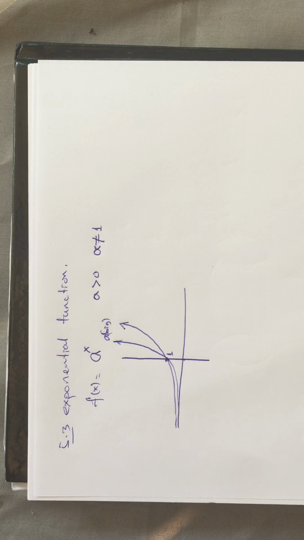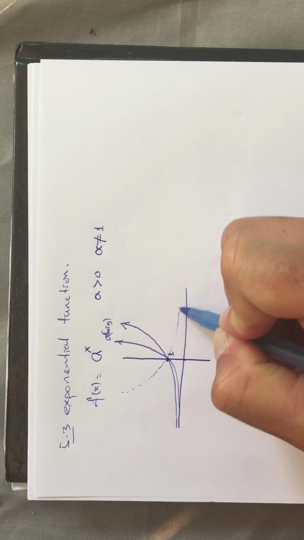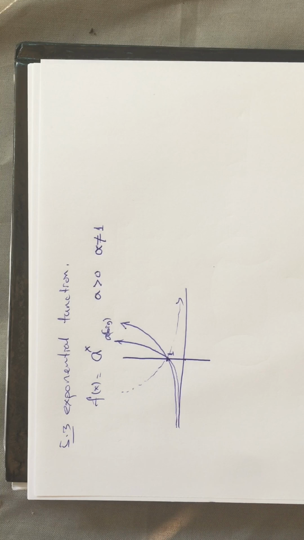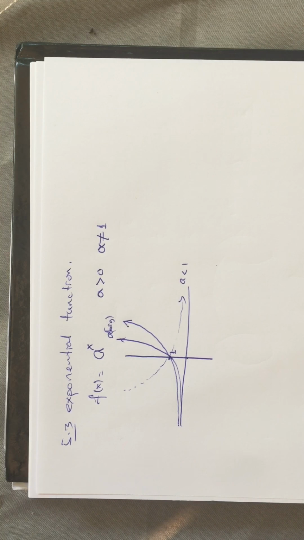But if a is smaller than 1, you will have something like this. It would be decay if a is smaller than 1. So this is the case where a is less than 1. So you can think about plotting the graph like this a little bit so that you can justify what this is.